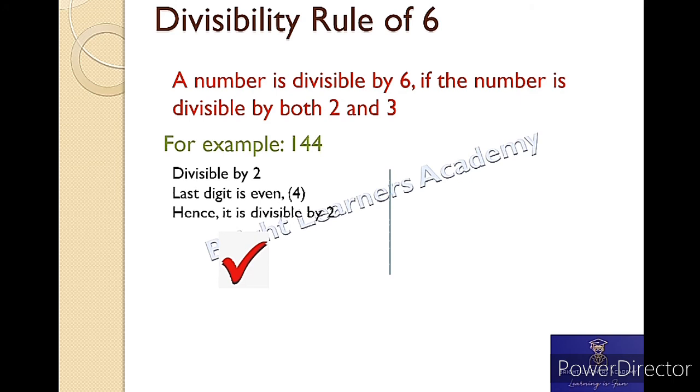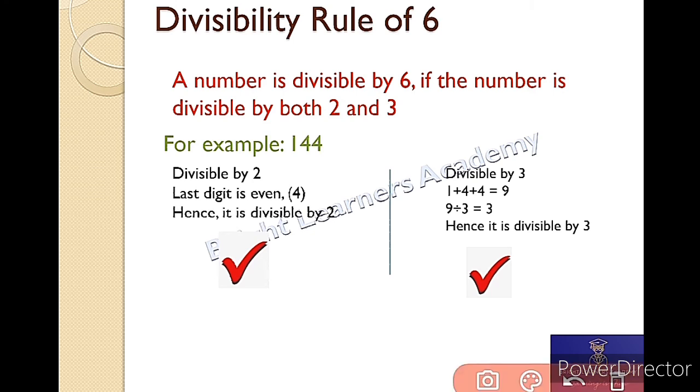Now let's check the divisibility of 3. For checking 3, we have to add these digits. So it would be 1 plus 4 plus 4, so it would be 9. And 9 divided by 3, we got 3 as quotient. So it means we can say that this is divisible by 3. So it means 144 is divisible by both 2 and 3. So we can say that this number is divisible by 6 also. Okay. So you have to check that number by both 2 and 3.